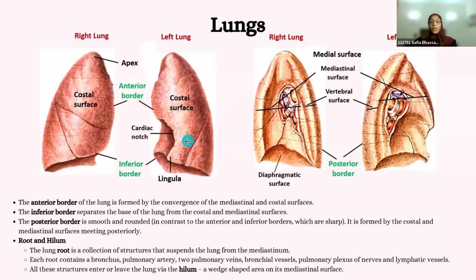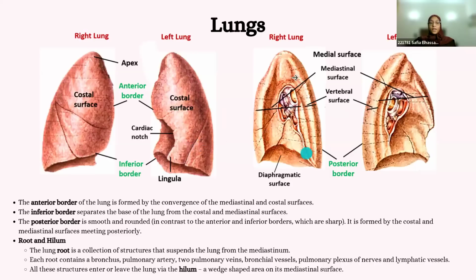The inferior border separates the base of the lung, so here, from the costal and the mediastinal surfaces. And then you have a posterior border. This posterior border, compared to the anterior one, is smooth. An easy way to remember this is that the letter P is rounded, just like the posterior border of the lung. And it's formed by the costal and the mediastinal surfaces meeting posteriorly.